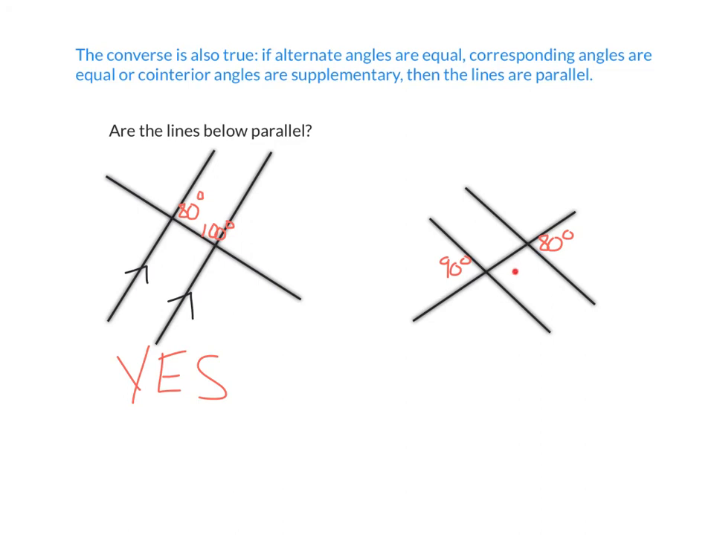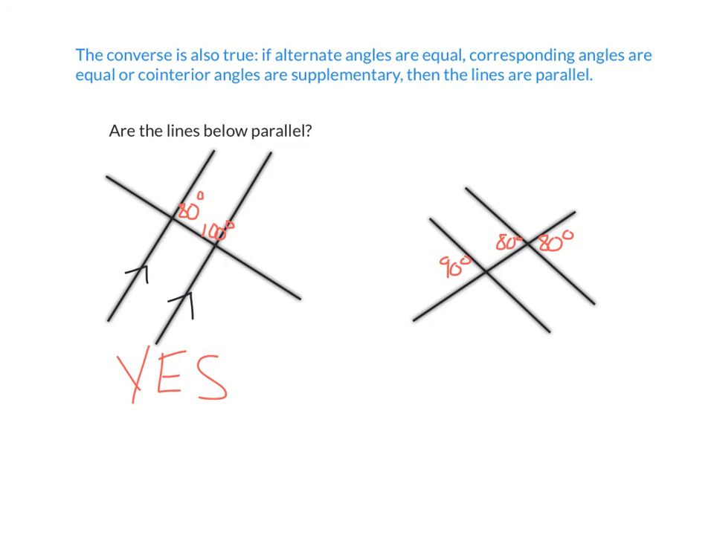So let's look at this question here. Again, we can't just look at the two lines and say, oh yeah, they look about parallel. So notice up here I didn't mention anything about vertically opposite angles. That's because vertically opposite angles are equal regardless of whether or not the lines are parallel. So this angle here will be 80 degrees because it is vertically opposite this angle. It doesn't matter whether or not these two lines are parallel.